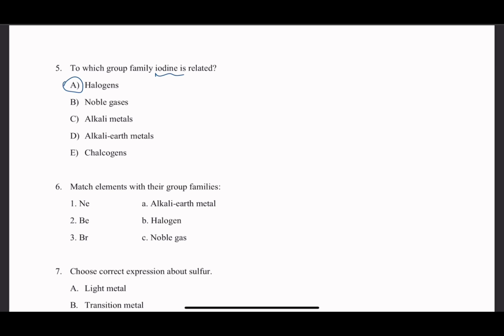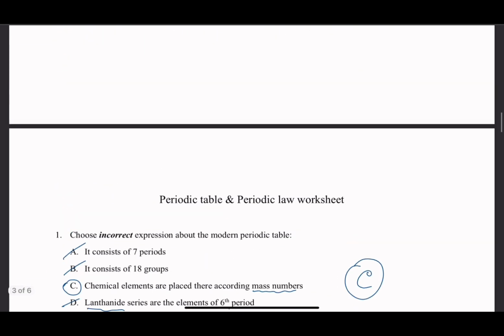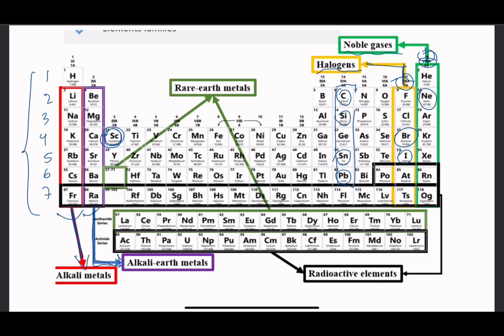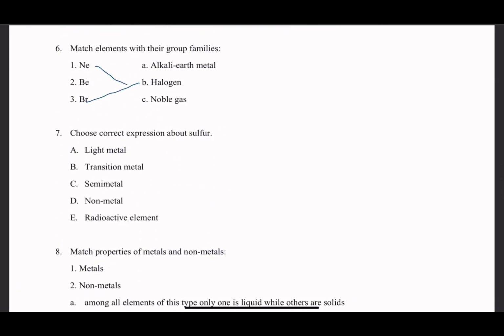Now we're moving on to the next question. It's telling us to match the elements with their group families. Looking back at halogens, you will see that bromine is in halogens, which is here. Neon is inside the noble gases. And beryllium is inside the alkali earth. So neon goes for noble gases, and beryllium goes to alkali earth. So 1 is C, 2 is A, and 3 is B.